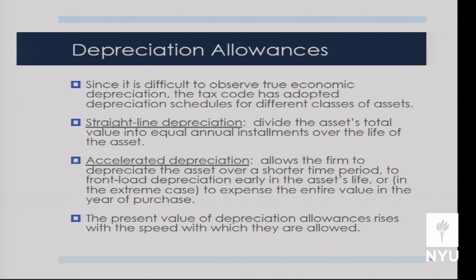So if you buy a $20,000 machine and the government thinks this machine generally lasts 5 years, straight line depreciation would give you a $4,000 depreciation allowance each year for 5 years. What would the PDV of that $4,000 per year over 5 years be? $20,000? No, it would be less than that, right? Because of the time value of money.